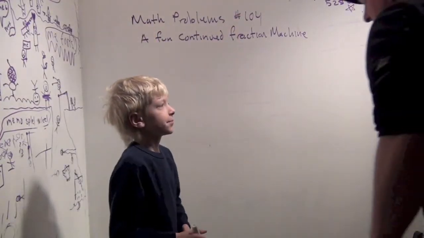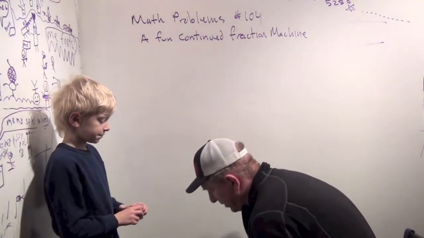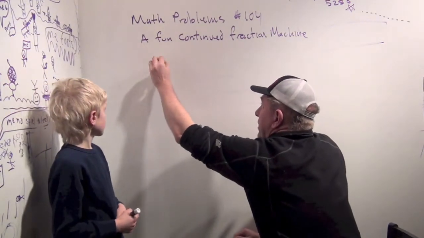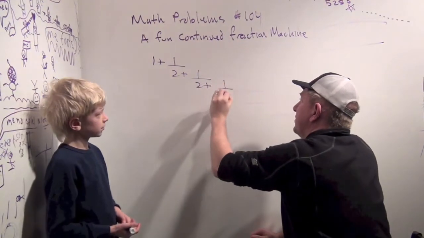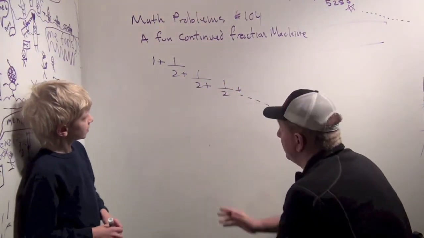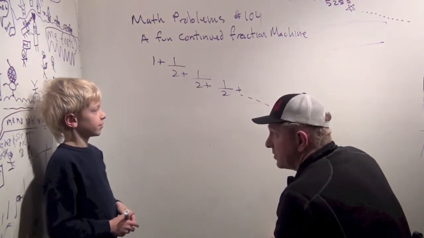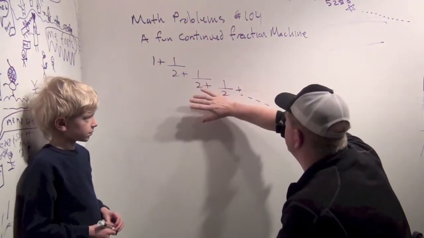So we've been having a lot of fun this morning with continued fractions, right? Yeah. In this video we're going to take a quick look at this continued fraction: 1 plus 1 over 2 plus 1 over 2 plus 1 over 2 plus dot dot dot. Kind of like the one we did yesterday that had Fibonacci hiding inside of it. Yeah, except the bottoms are 2's.